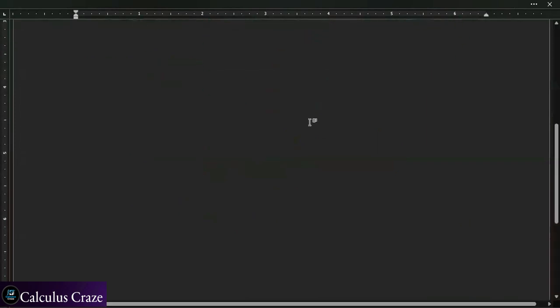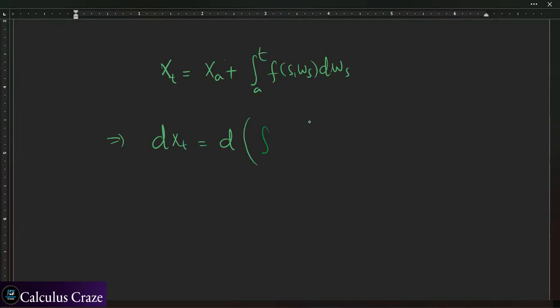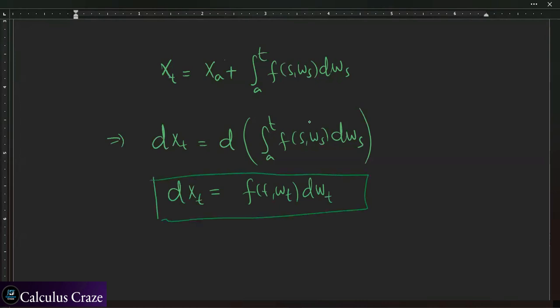On the same lines, if X_t is written in the form X_a plus the integral from a to t of f(s) dW_s, and you apply the differential on both sides, you can write dX_t equal to the differential of the integral from a to t of f(s) dW_s, or you can even put it in this form, f(t) dW_t, which is dX_t, right? So it is the other way around. If you have something written in the stochastic integral form, you can write it into stochastic differential form, and if we have something written in the stochastic differential form, we can write it into stochastic integral form in this way.